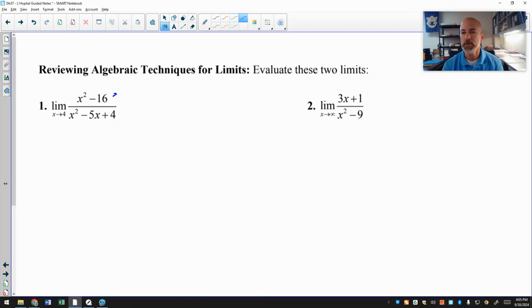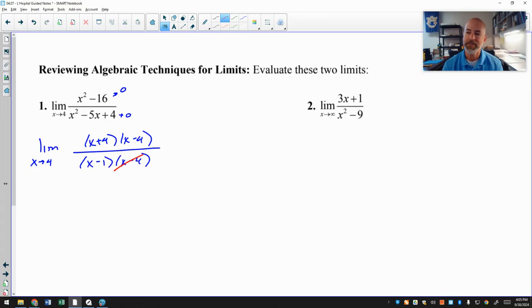And here, if you look at the numerator, 4 squared minus 16 is 0, and in the denominator, 4 squared minus 5 times 4 is 16 minus 20, which is negative 4, plus 4 is also 0, so we do need to do more work on this one. And again, this is just a quick review of the algebraic techniques. This one I'll probably factor: x plus 4, x minus 4 in the numerator. Denominator, there'll be x minus 1, x minus 4.